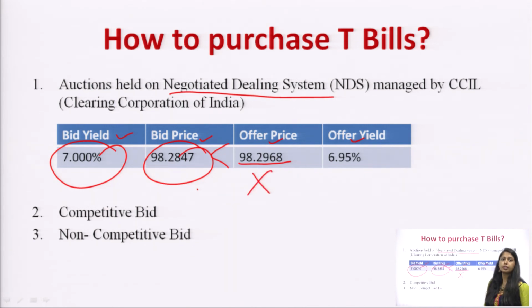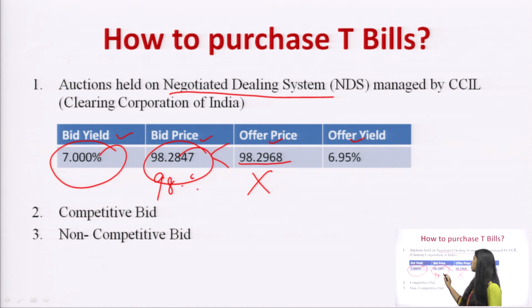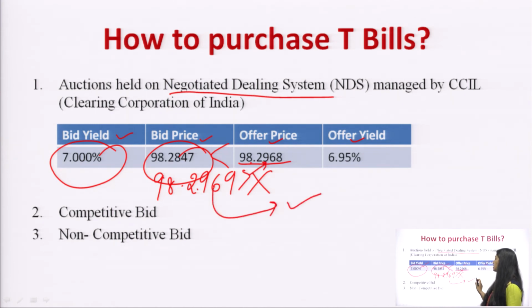there will be no transaction. No transaction will take place in this case, because the offer price is more than the bid price and people are not ready to pay this. However, if somebody says that I will pay 98.2969, in this case this is higher than the offer price, so the transaction will take place. And if there are multiple people involved in bidding the prices, whosoever bids the highest price will get the T-bill. This was about the competitive bid.